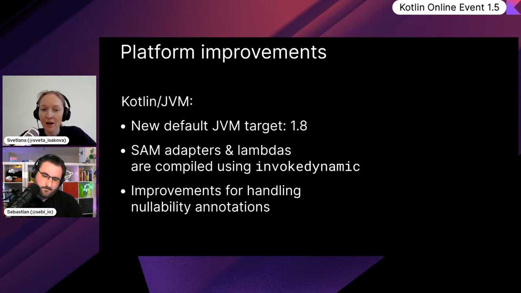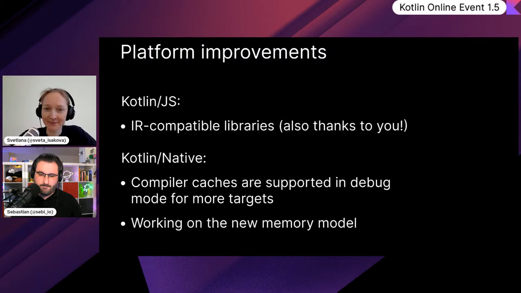Also, Kotlin now processes correctly Java availability annotations on type arguments, which fixes a number of corner cases in Kotlin Java interoperability. Nice. But of course, Kotlin is more than just the JVM, right?